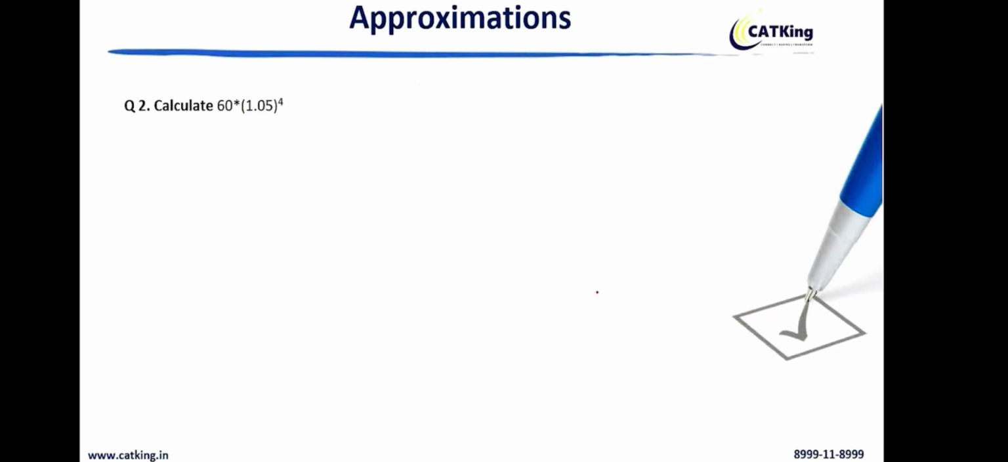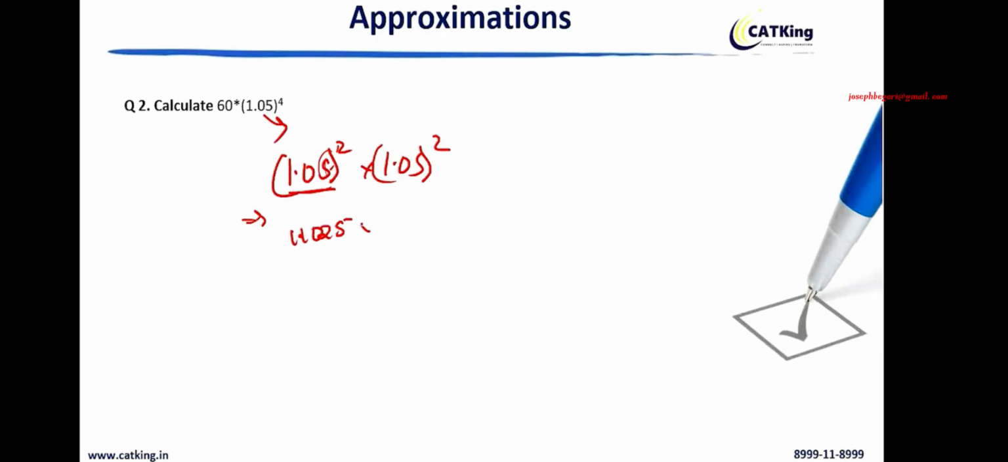Next question. 60 into 1.05 to the power 4. Pause the video and try it out, guys. Now I hope you will do it. Again, simply break this. Please pause the video. Okay, so this will be 1.05 square into 1.05 square, correct? So what is ending? This is ending in 5. 5 square is 25. 10 into 11 is 110. This is 1.1025 into 1.1025, correct?